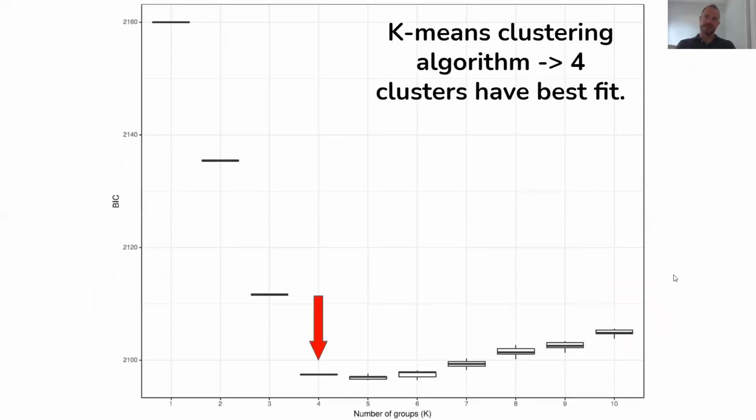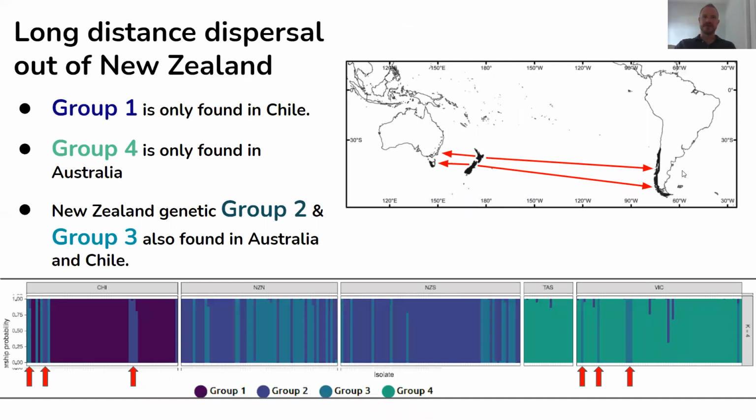Another way to look at it, rather than assuming that the genetic populations will form based on landmass, is we can let an algorithm identify how many clusters are in the data and then assign the individuals to those clusters. So when we do that, we see that with this BIC score, the lower that we get, the better. And so 4 seem to have a really good fit with our data set, that it identified 4 genetic clusters. And when we look at these, we can see that group 1 is only found in Chile. It's this purple color here.